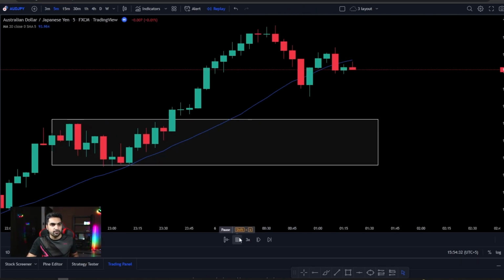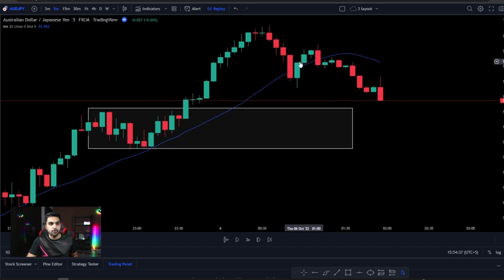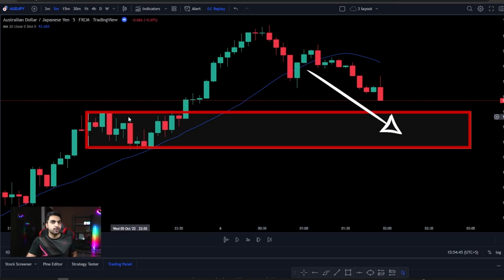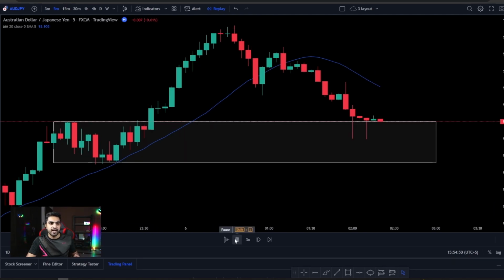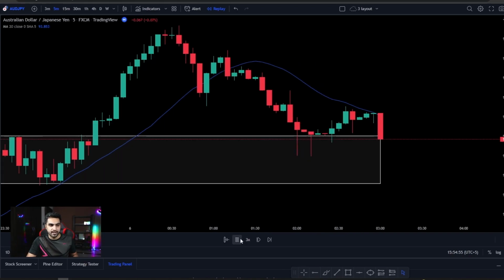So as we can see, the market has now broken the 20 period moving average on a 5-minute time frame to the downside, and whenever we do that, we need to make sure that we are coming right towards the area from where we broke the previous market structure. And now again we are going to need our first rejection, and after that we are going to need our second rejection.